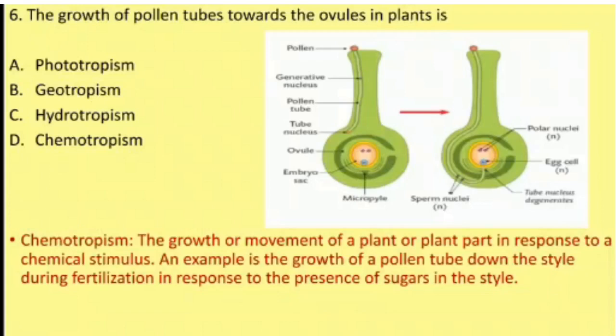The growth or movement of a plant or plant part in response to a chemical stimulus. So an example is the growth of the pollen tube down the style during fertilization in response to the presence of sugars, which are the chemicals in the style.